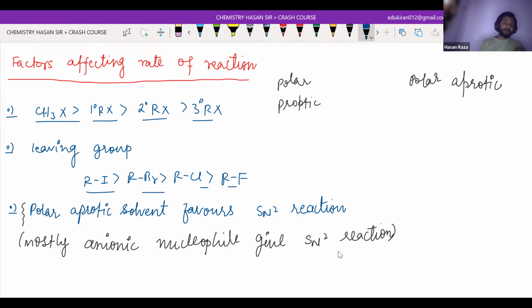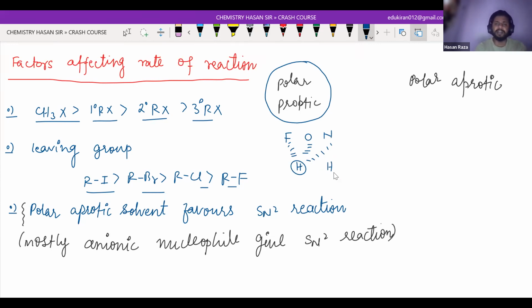But if the nucleophile is different, then what will happen? Or solvent is different. So there is a polar protic solvent. Polar protic solvent is what? The solvent in which hydrogen is directly attached to a highly electronegative atom. That means hydrogen is attached to fluorine, oxygen, or nitrogen. That means H2O, NH3, HF. These are all types of polar protic solvent. You can take carboxylic acid as well because hydrogen is directly attached to oxygen.